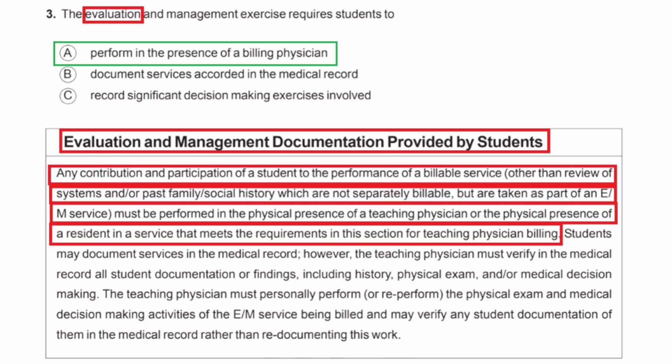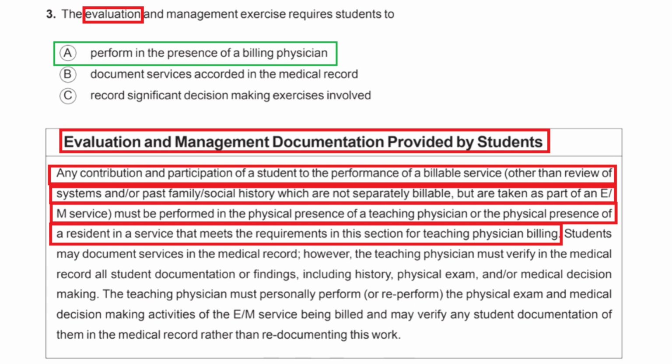B. Document services accorded in the medical record. While it's true that students may document services in the medical record, the key requirement here is that the performance of these services must occur in the presence of a billing physician. This option does not emphasize the requirement of performing services in the presence of a billing physician, which is the primary focus of the given policy.